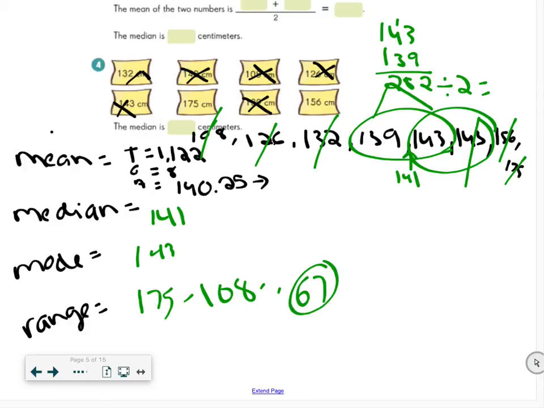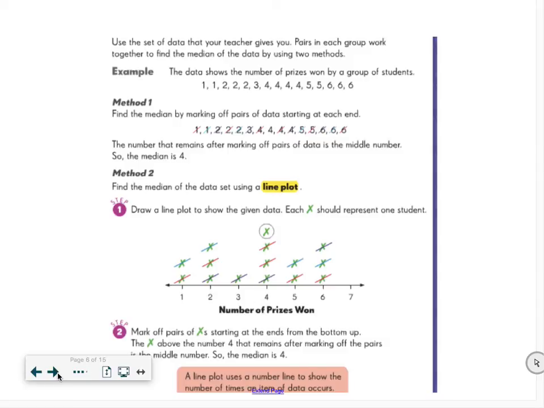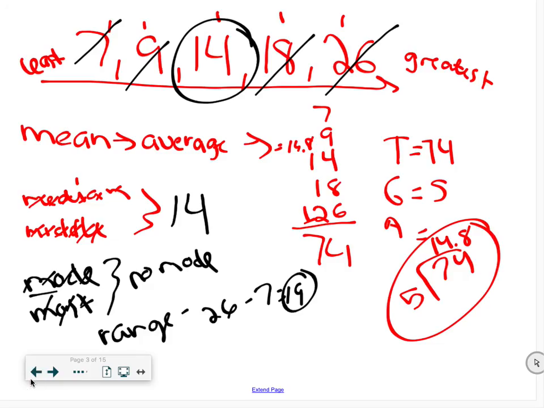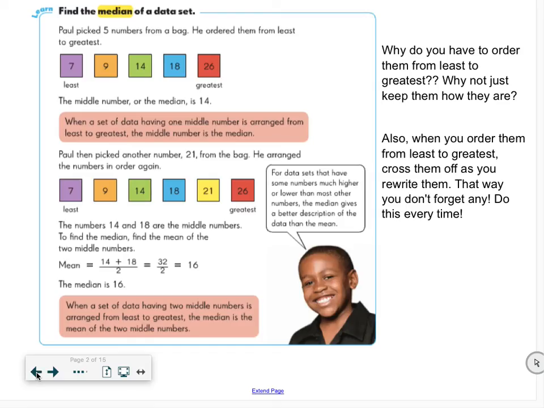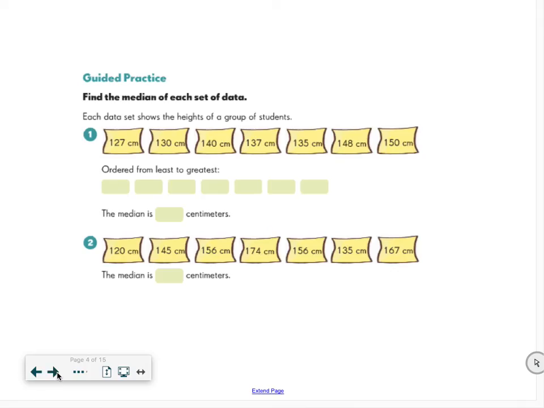Okay? If you would like to keep practicing, you can maybe ask, I have another set of data that you could use. Remember, mean is the average, median is the middle, mode is the most, range is biggest minus the smallest.